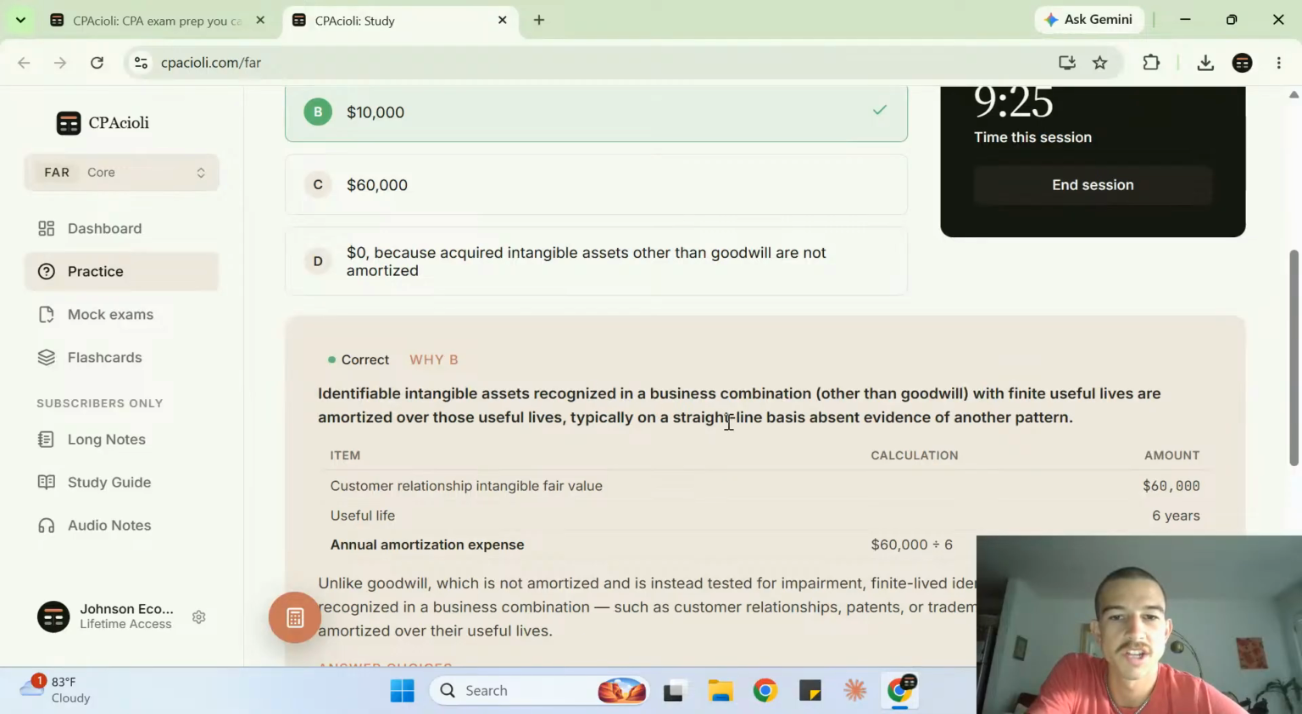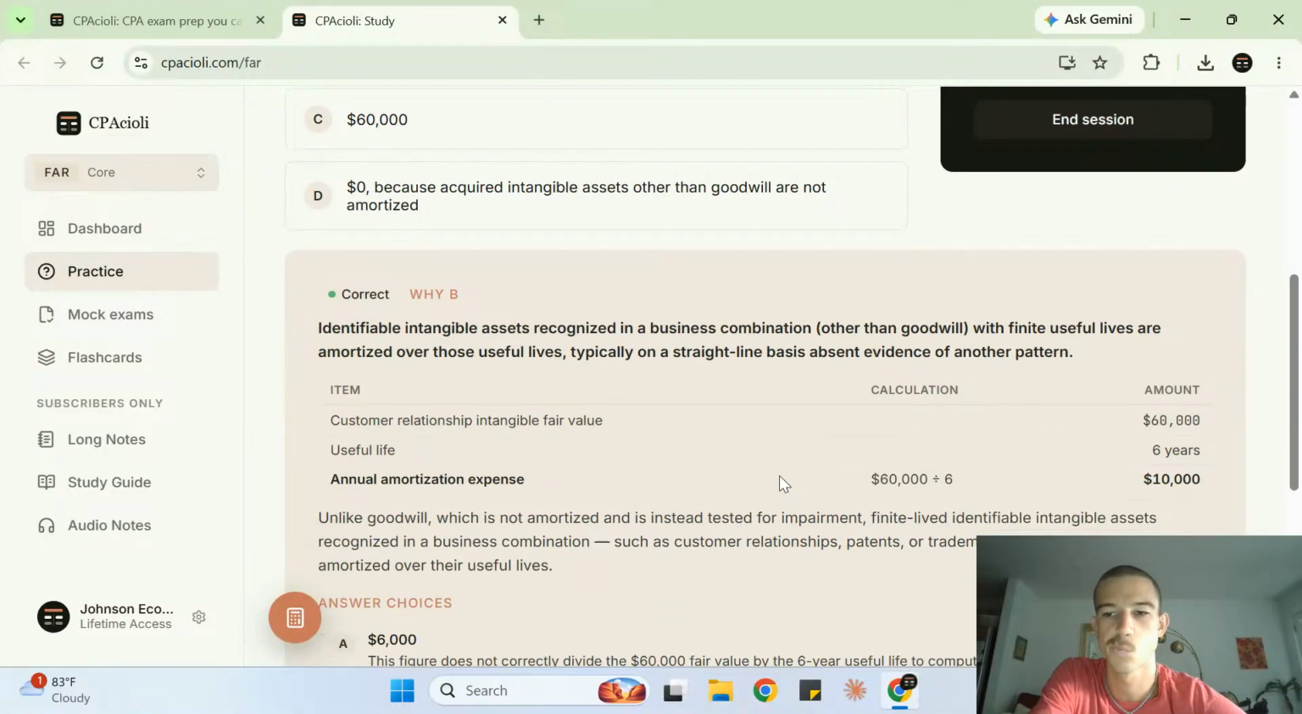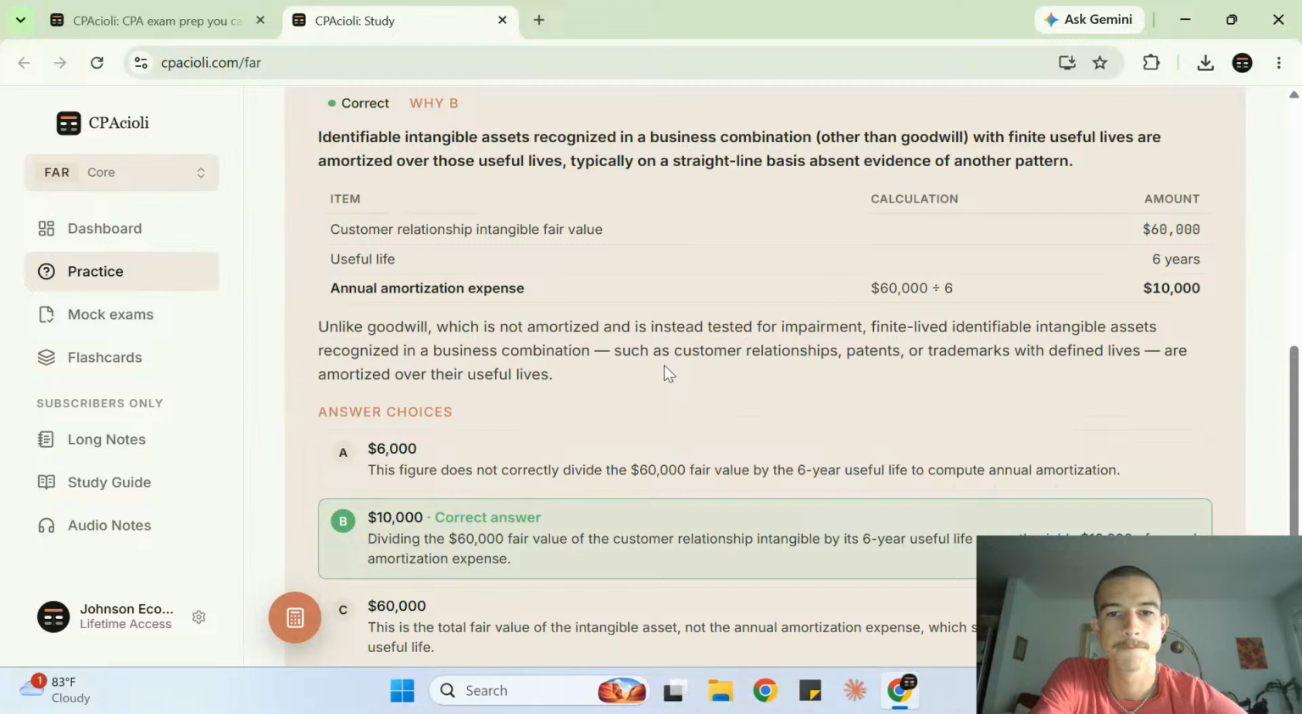Identifiable intangible assets recognized in a business combination with finite useful lives are amortized over those useful lives, typically on a straight line basis. Unlike goodwill, which is not amortized and is instead tested for impairment, finite-lived identifiable intangible assets recognized in a business combination are amortized over their useful lives.